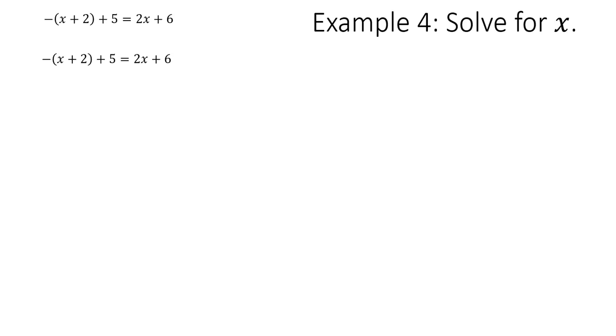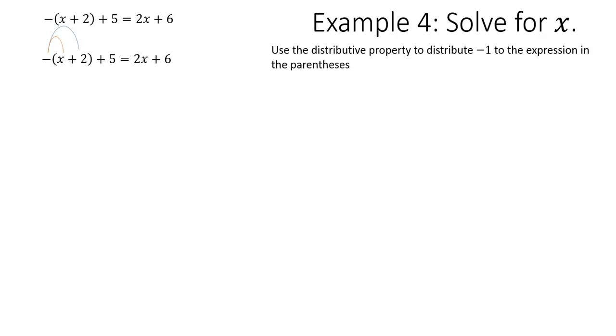Alright, last example, we're going to solve this equation for x, so it's combining all of this stuff that you guys learned so far in the video. So the first step is you want to use the distributive property to distribute. Now, it is a negative on the outside of the parentheses, but that's understood to be negative 1. So we're distributing negative 1 to the expression in the parentheses, which means that you have to multiply negative 1 by each of the terms in the parentheses.